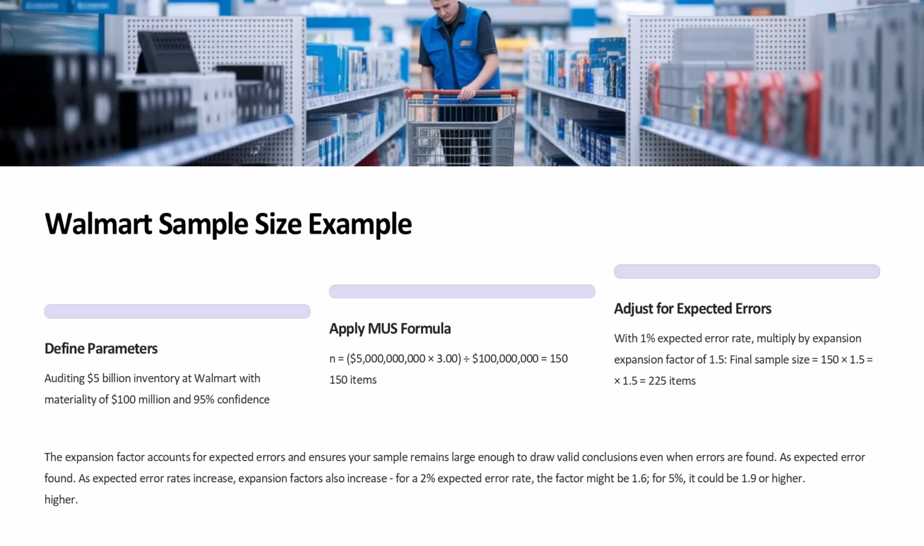The expansion factor accounts for the expected errors and ensures your sample remains large enough to draw valid conclusions even when errors are found. As expected error rates increase, expansion factors also increase. For a 2% expected error rate, the factor might be 1.6. For 5%, it could be 1.9 or higher.